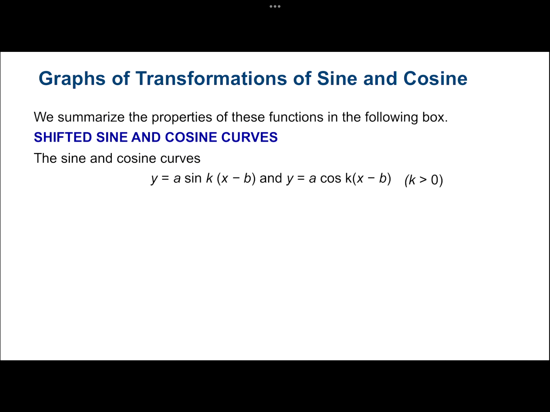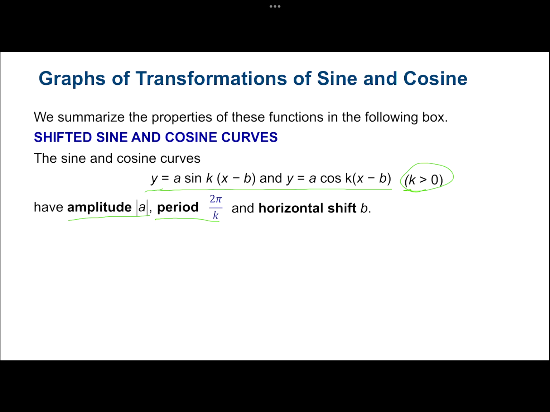Now we are also going to shift our sine and cosine curves, which means we're going to move them left or right. So now I'm adding more to our graph. Notice k has to be bigger than 0, because if k is 0, then everything is 0 in there. So when we have that, our amplitude is A. You need to know that. Our period, like we just looked at, is 2 pi over k. What I'm adding to it is a horizontal shift of B.